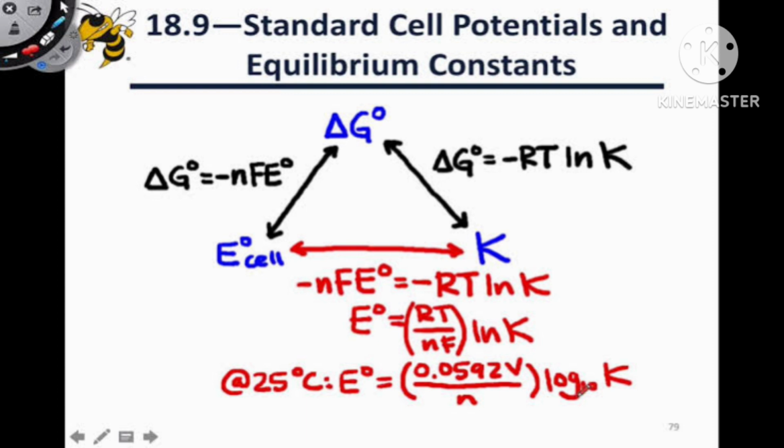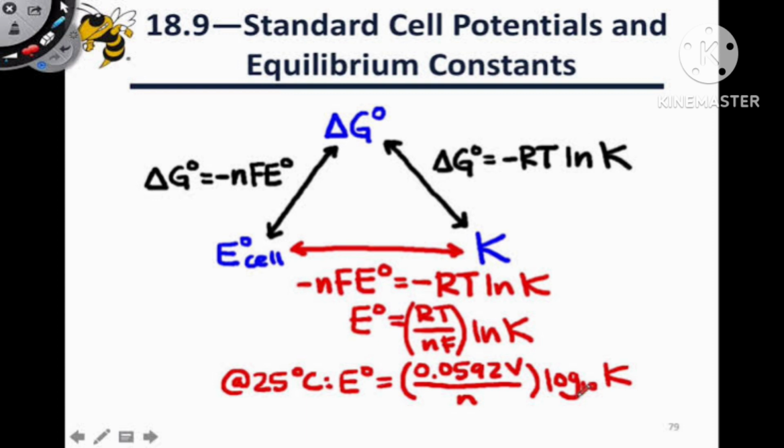One electron is carrying 96,500 coulombs of charge. Then 2 electrons, 2 into F; 3 electrons, 3 into F, correct? That's why 1 electron is carrying that charge, exactly 96,487. Then this nF, the charge passed, is equal to nF.